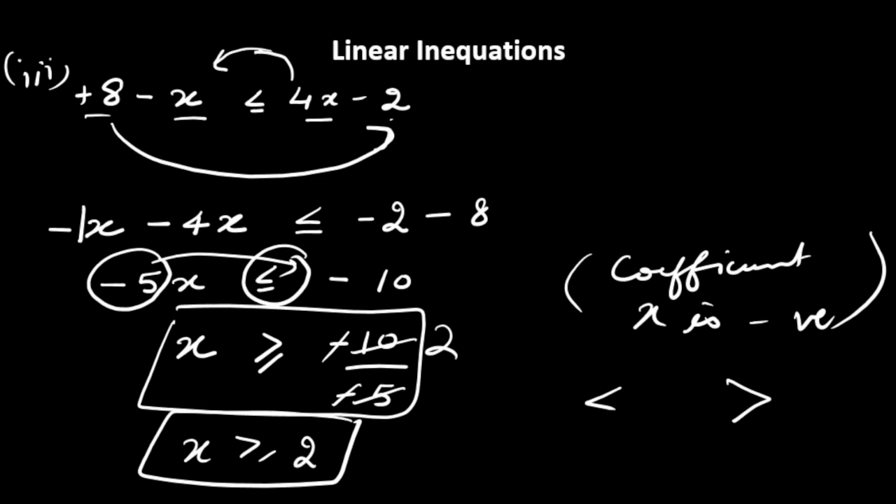So I hope you have understood this rule. If anyone has any confusion, you can let me know. Other rules are all similar, only this rule is different. Whenever you are shifting a negative coefficient of x to the other side, you have to reverse the sign of inequality.